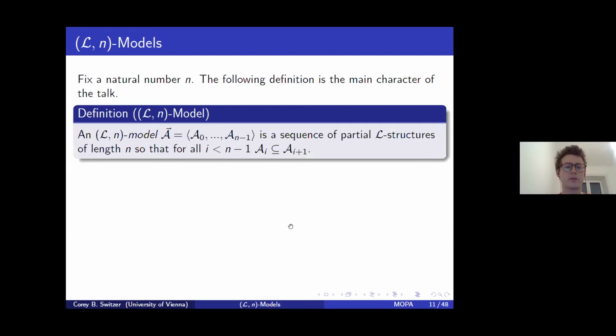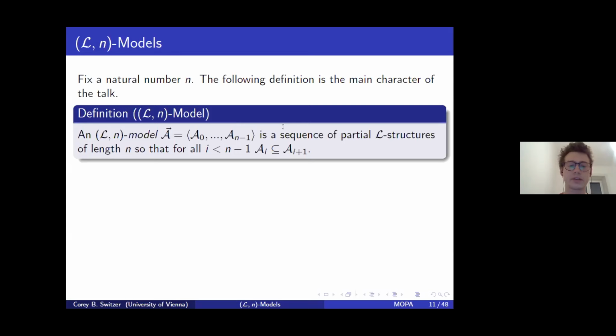Okay, cool. So the main character of the talk is an Ln model. What is it? You fix a natural number n, again, can be non-standard. And now an Ln model is just an n-length sequence of partial L structures linearly ordered by the substructure relation. So I start with a partial L structure. Then I close off under function symbols and I get a bigger one. Then I close off under function symbols again and I get a bigger one. And I do this n times. And that's an Ln model. That's it.